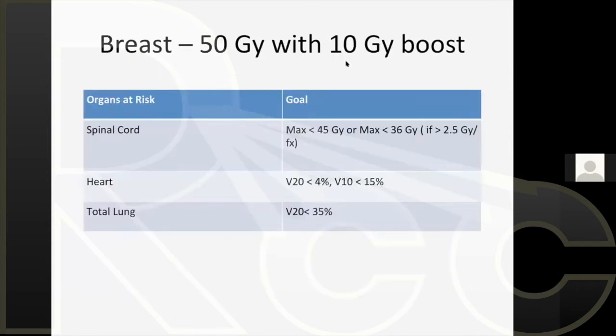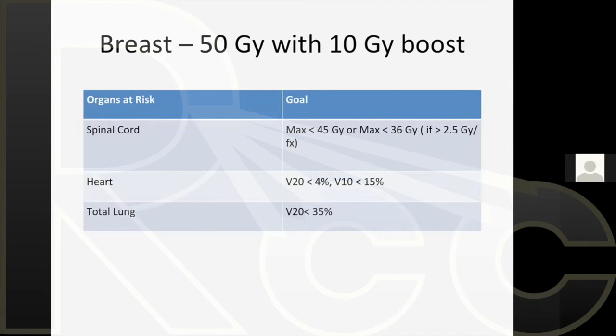Moving on. So this is what we do. At MD Anderson, we actually fill out our normal tissue constraints. Every patient has this filled out. So for a breast patient who's going to get 50 gray with a boost, the spinal cord has a goal. The heart should be a V20 less than 4% or a V10 less than 15%. And the most important, total lung, V20 less than 35%. This is actually given to our planning person, whether it's your physicist or your dosimetrist, and this is what we're trying to hold to.